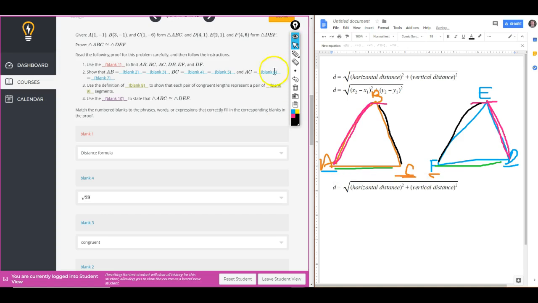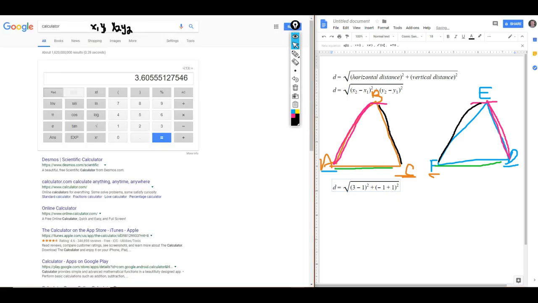Or AB. Since A is listed first, A would be our x1, y1, and B would be our x2, y2. Conceptually, it's horizontal distance, which is the difference between our x coordinates, so 3 minus 1. Vertical distance is the difference between our y coordinates, so -1 minus -1. Minus a negative just changes to an addition.